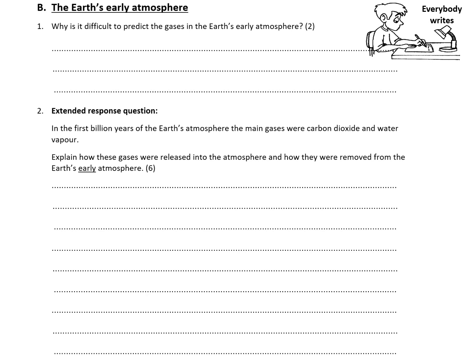So in the case of question 1 here, we're looking at why it's difficult to predict the gases in the Earth's early atmosphere. So we can't predict it because we're not really sure what went on, because we had limited evidence. And why is it that we have such limited evidence? It's because it occurred 4.6 billion years ago.